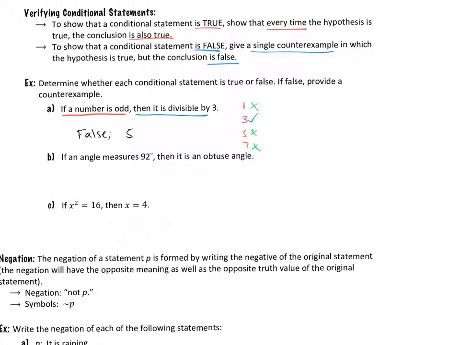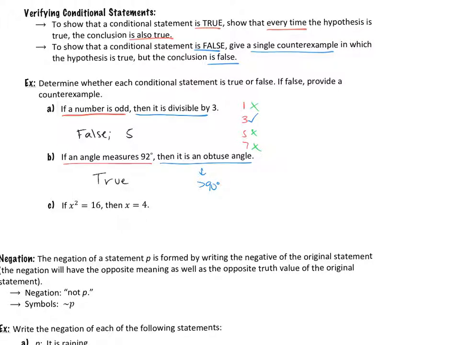In our next statement, if an angle measures 92 degrees, then it is an obtuse angle. In this case, there's only one instance in which an angle measures 92 degrees, and that's when it does. By definition, an obtuse angle is greater than 90 degrees. Since 92 degrees is greater than 90 degrees, this statement is true.